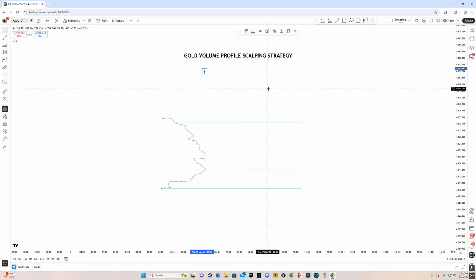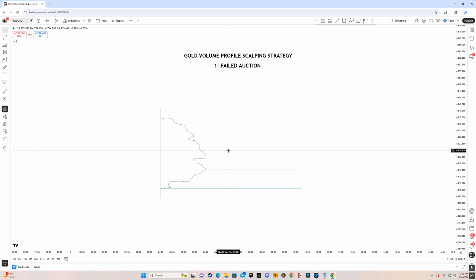Okay. So let's talk about the failed auction setup first, because this is one of my favorite setups with this strategy. And I'm going to go over the timings and how you would plot your volume profile later on in the video. But first, we need to understand the volume profile.